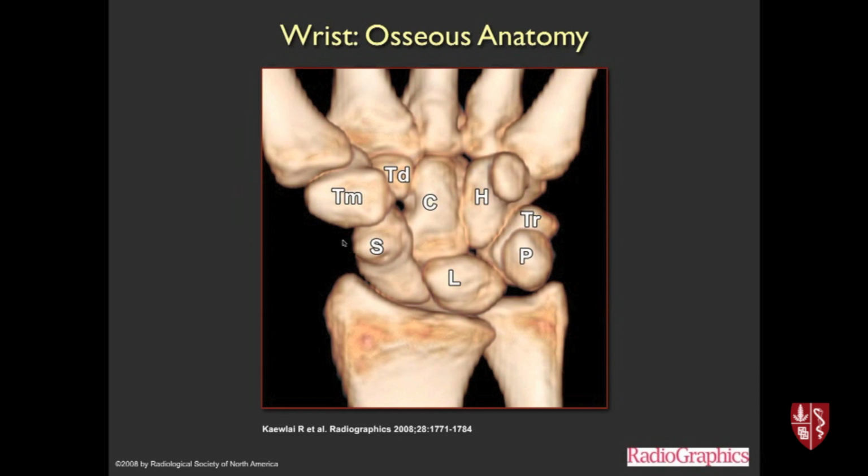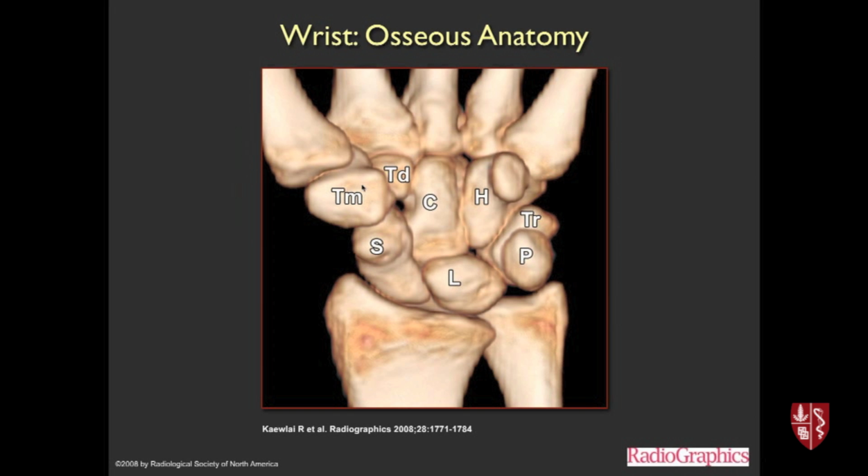The bones don't usually come across nicely labeled like this, but this is a nice intro slide. This is a really good article from Radiographics a few years ago where they talked about different fracture and malalignment patterns in the wrist and hand, and they're using CT data with volume rendering to show the bony anatomy pretty nicely. So here's scaphoid, lunate, pisiform here, and triquetrum back there.